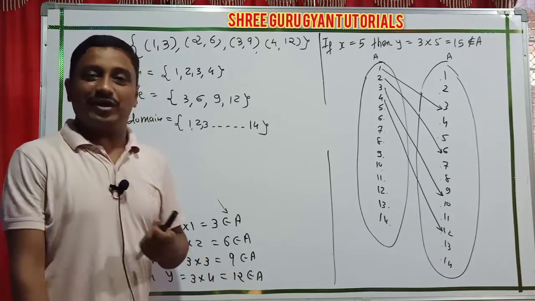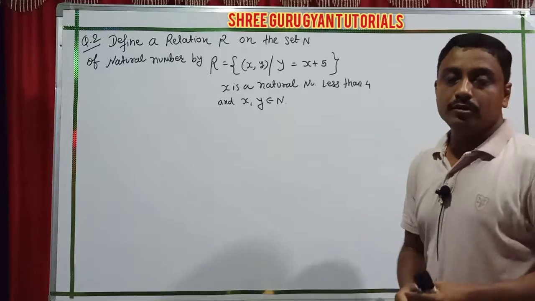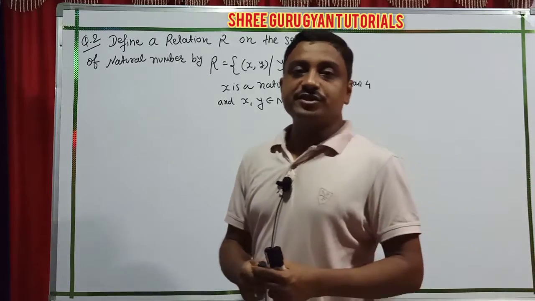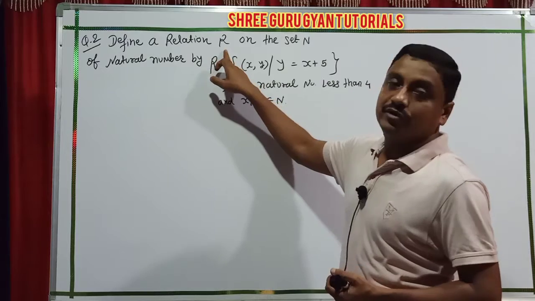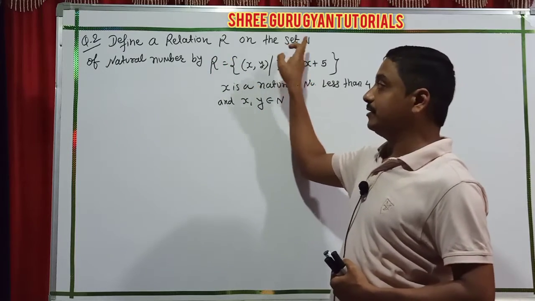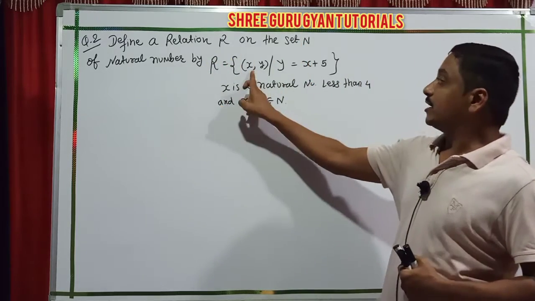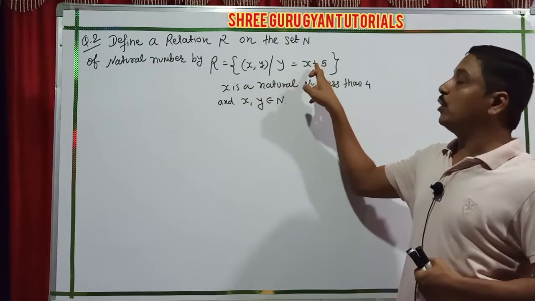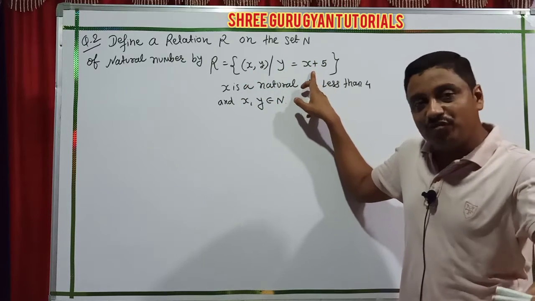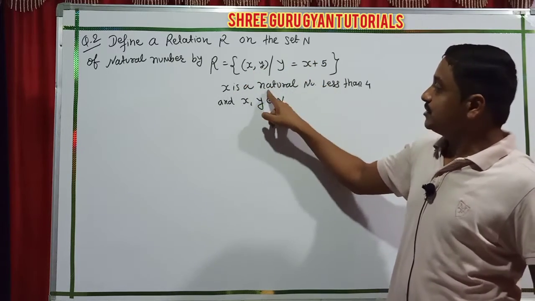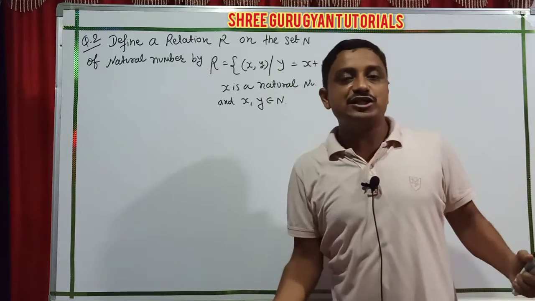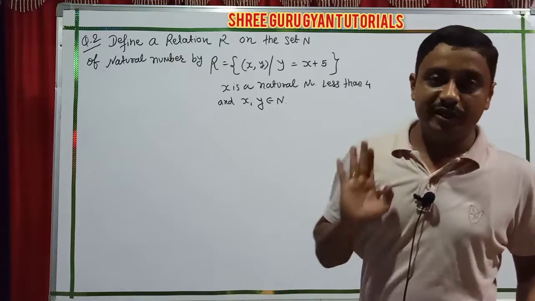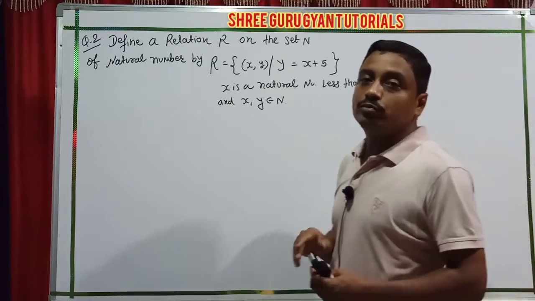Yes. Now next one, question number 2. Now students, same as before, we go to question number 2. Define a relation R on the natural numbers N, where R = {(x, y)}: y is equal to x plus 5. It is a linear equation, students, where x is a natural number less than 4. Less than 4 natural number means 1, 2 and 3, and x, y belong to N.